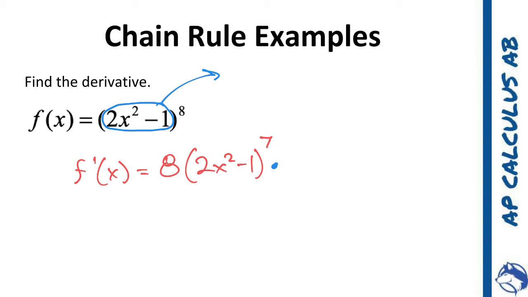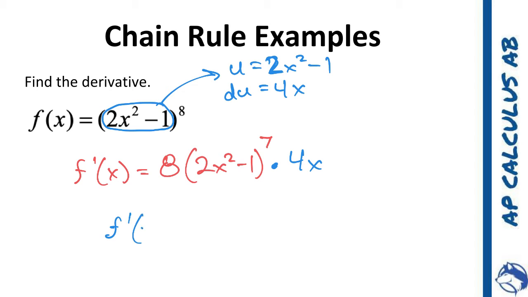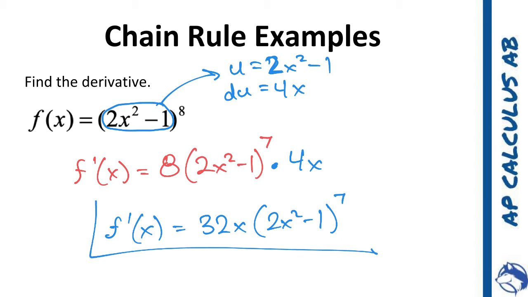So if I call this u, I can figure out what the derivative of the inside is by calling it du. And so this ends up being 4x. So I multiply this by 4x, and I am done. I could rewrite this if I wanted to, though, to make it a little more simplified. So this would be 32x times 2x squared minus 1, all raised to the 7th power.